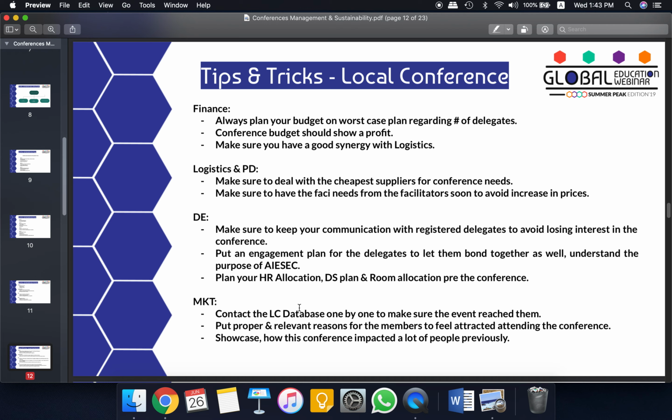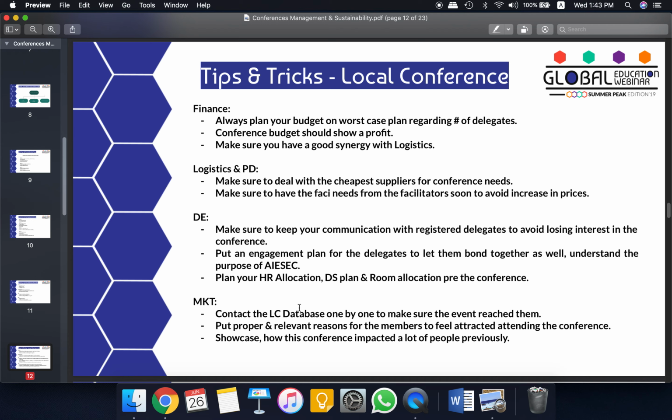Plan your HR allocation, DS plan, and room allocation pre the conference. The HR allocation is mainly how the OC will be divided based on the sessions. The delegate servicing plan is how the OC will be available at check-in and servicing the delegates. Room allocation is how we will be dividing the database that we have on the rooms that we got, to make sure that all the rooms are occupied.